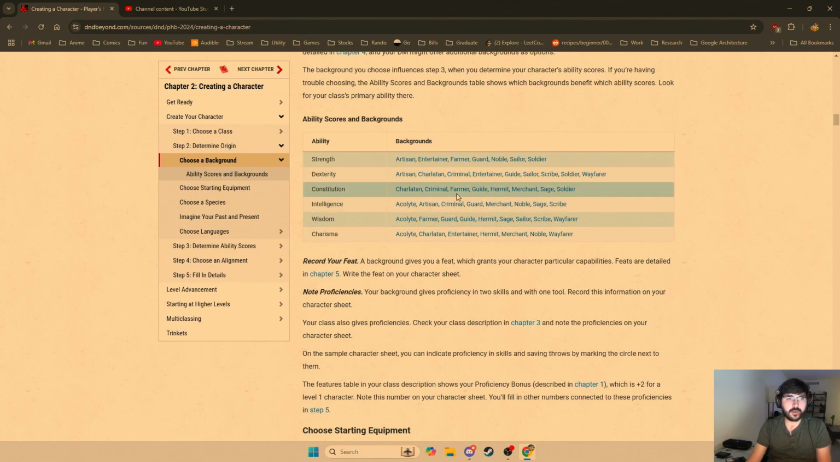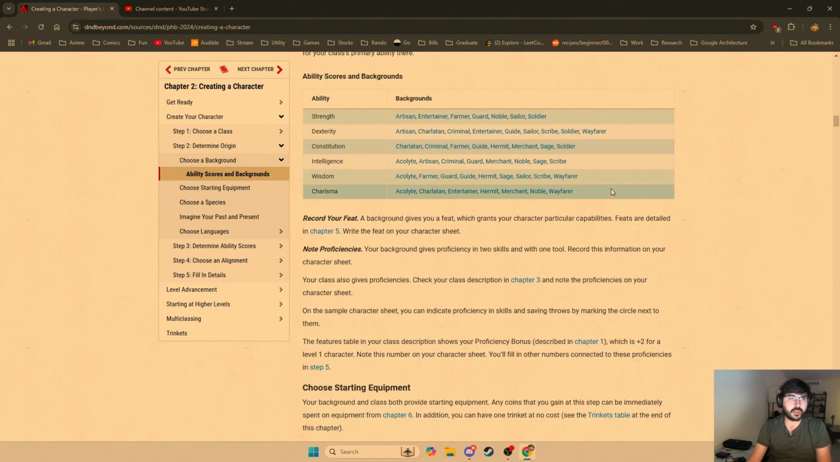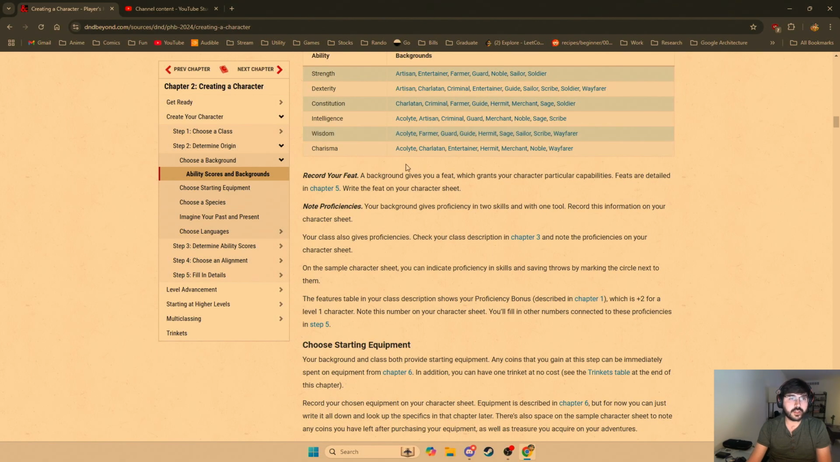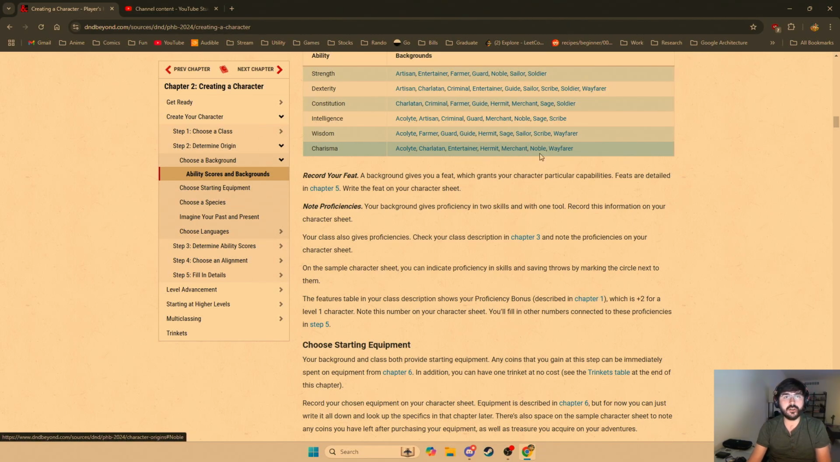Constitution: charlatan, criminal, farmer, guide, hermit, merchant, sage, and soldier. Intelligence is your acolyte, artisan, criminal, guard, merchant, noble, sage, and scribe. Wisdom is acolyte, farmer, guard, guide, hermit, sage, sailor, scribe, and wayfarer. Charisma is your acolyte, charlatan, entertainer, hermit, merchant, noble, and wayfarer. Sorry, not guide.